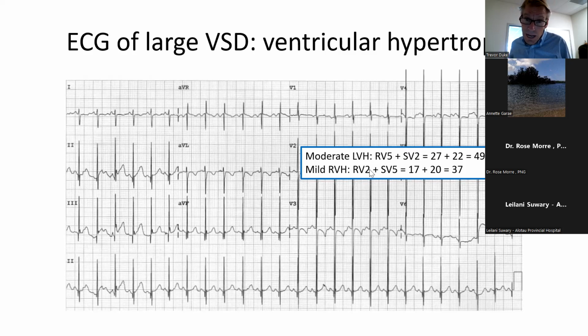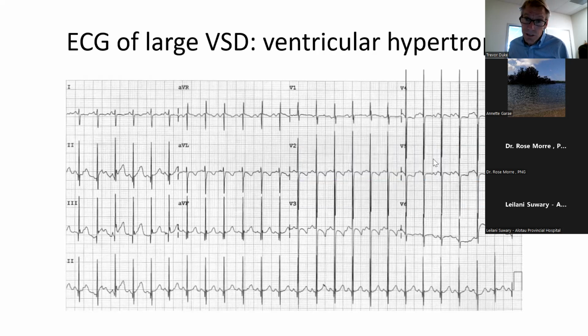Similarly with RV2 plus SV5, 17 plus 20, in this example, there's more than 35. So you've got some degree of right ventricular hypertrophy. Basically, if you look at the ECG and you see very tall R waves and very deep S waves in the chest leads, then you've probably got ventricular hypertrophy. That's what you see in a child with a VSD. You won't see that in bronchiolitis, but to make that distinction between bronchiolitis and a ventricular septal defect, the ECG will probably be abnormal by the time the child presents in congestive heart failure.